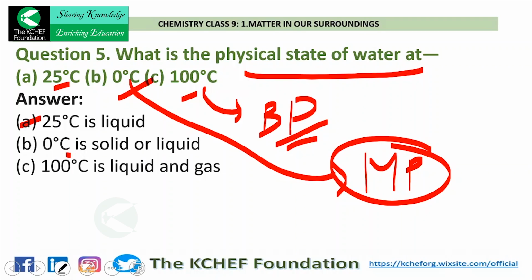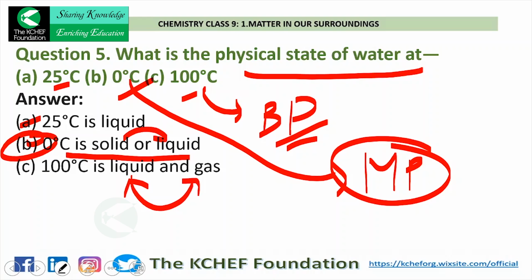At 0 degrees Celsius, it can be liquid or solid, because from here it starts getting converted into ice. Not whole liquid is converted into ice, so it can be a solid or liquid. Remember this point. And at 100 degrees Celsius it can be a liquid and gas, because here the change of state of matter is happening at this point. Hence, the water can be present in both these states.